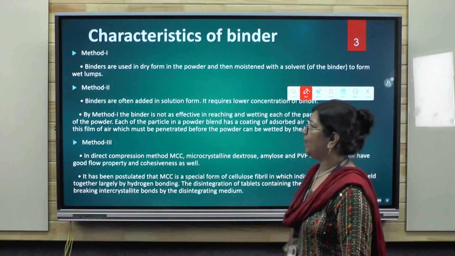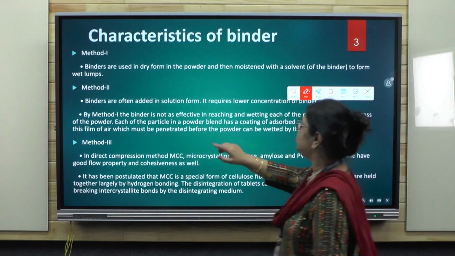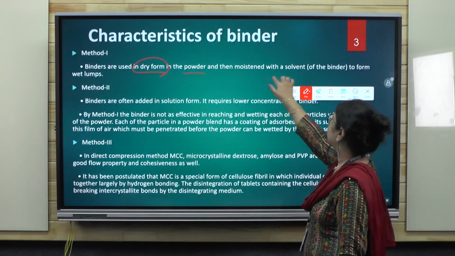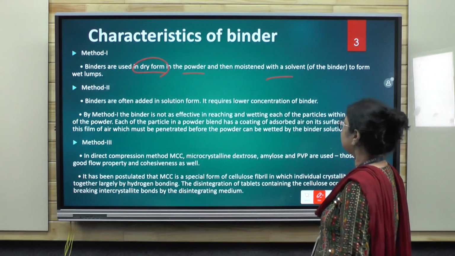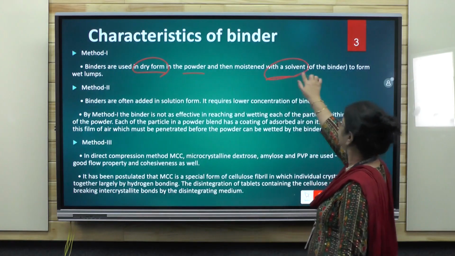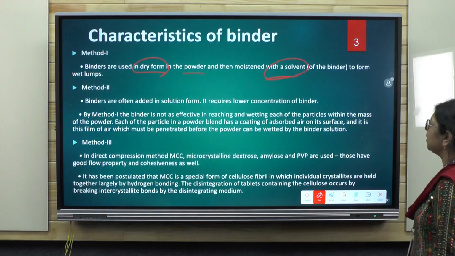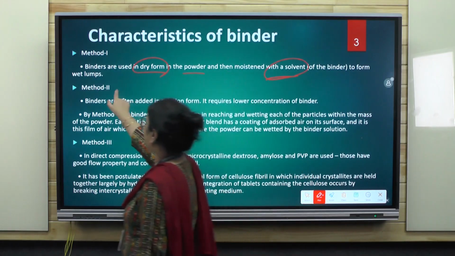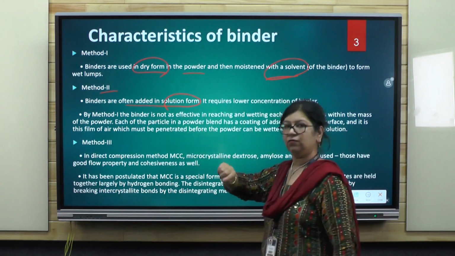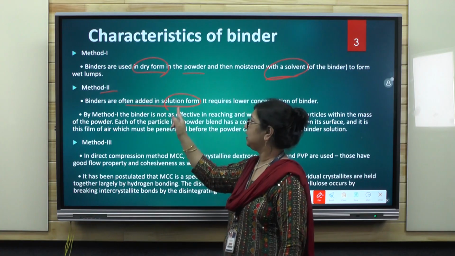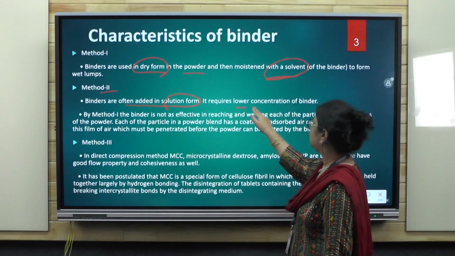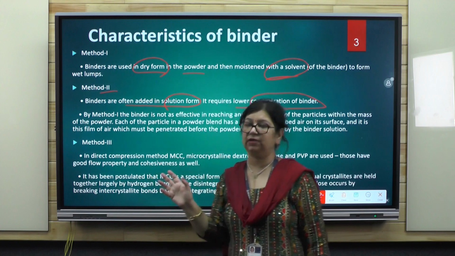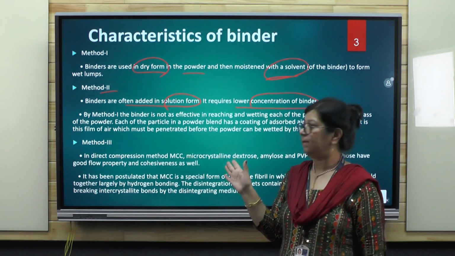So now characteristics of binder. Method 1: binders are used in dry form in the powder and then moistened with a solvent. So always a solvent is used with the binder to form a wet lump of the drug mixture. And method 2 is binders are often added in solution form. So first, they can be added in dry form, and second, they can be added in the solution form. And it requires lower concentration of the binder. If we are going to add it in the solution form, definitely we need low concentration of the binder.